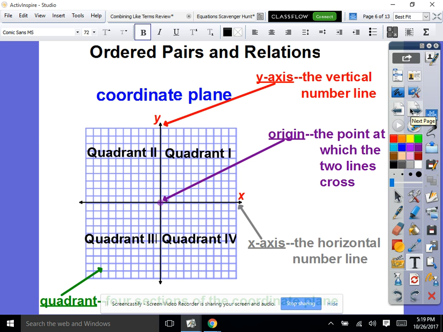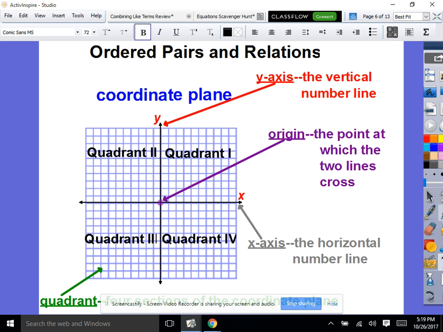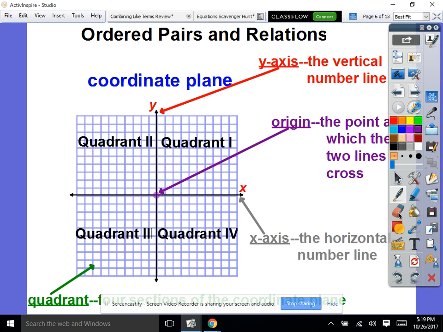All right, so our vocabulary, we have a coordinate plane. It consists of the y-axis. It goes up and down, y-axis, and that's your vertical number line. Then you have the origin, and that's the point at which the two axes or lines cross. The y-axis crosses with the x-axis at the origin. The x-axis is your horizontal number line. And then the graph, because of these two, the y-axis and the x-axis, cross to create 4 quadrants.